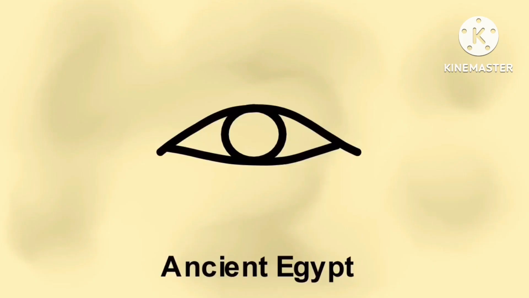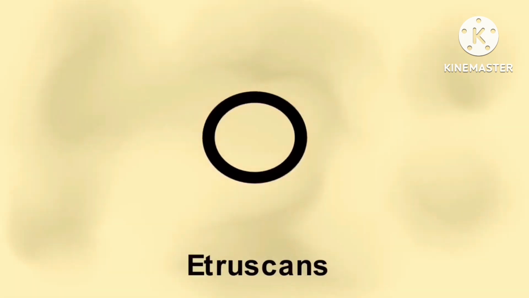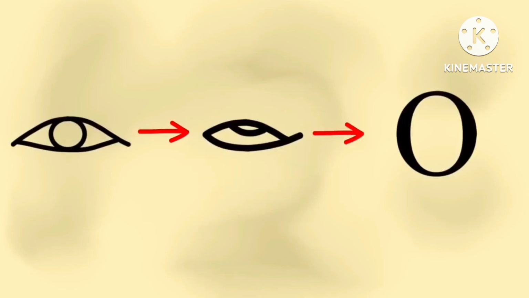This eye was simplified and became just a circle, and then became the letter O. Say I, you must say also this strange letter. This strange letter is pronounced on, so eye to the Canaanites is ayin.